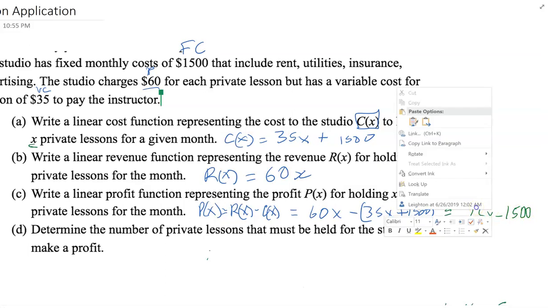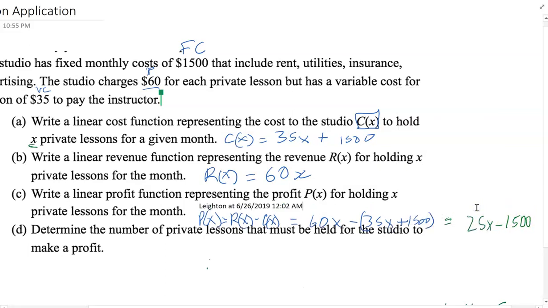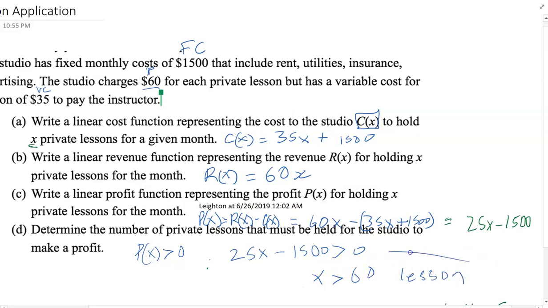Now, the number of private lessons that must be held to make a profit: your profit function must be greater than 0, so that's where p of x greater than 0, so that's 25x minus 1,500 greater than 0. And if we solve this down, we should get x greater than 60 lessons. So we solve for x. So that's our answer, more than 60 lessons.